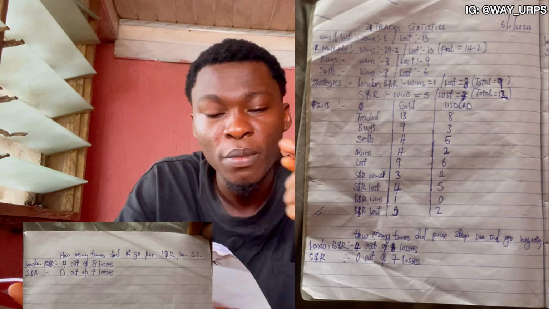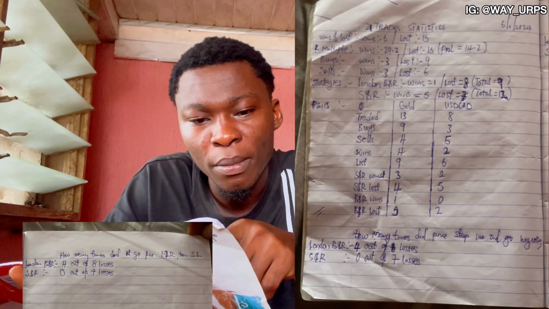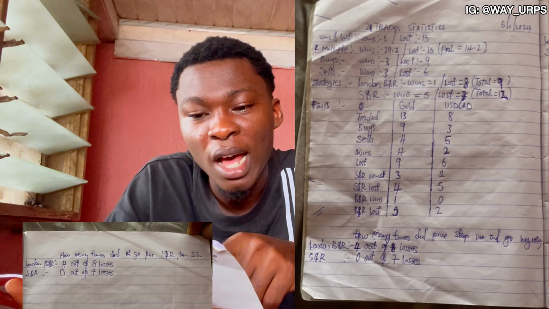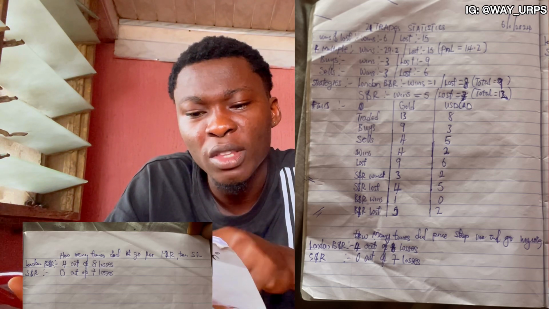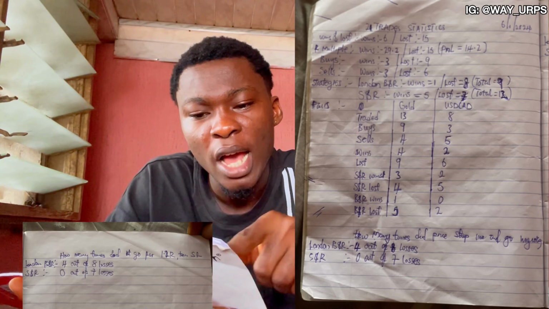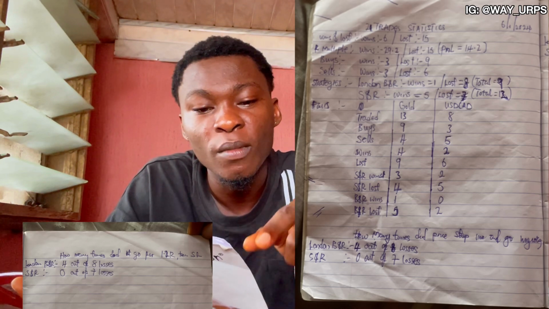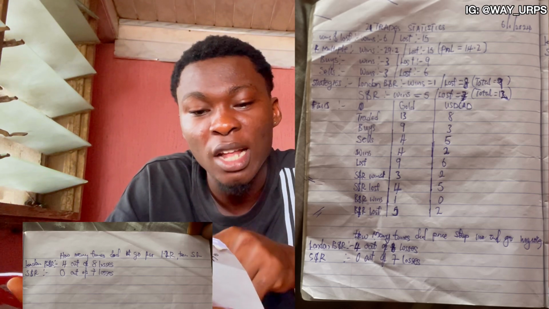So now let's go forward. For buys, I took in total 13 buys, I think, or 12 buys. I had 3 wins for buys and 9 losses. For sells, I had 3 wins and 6 losses.